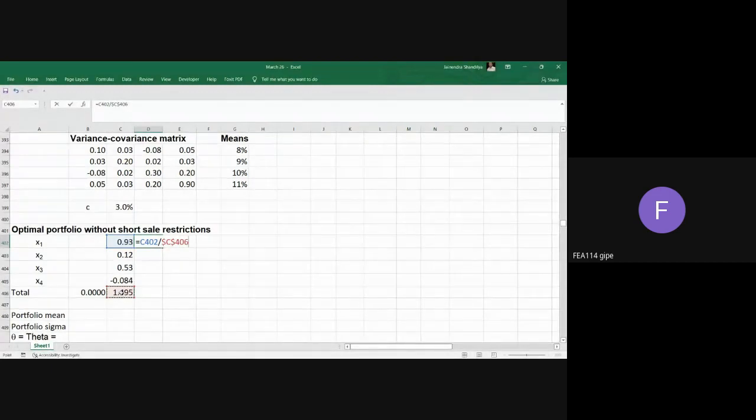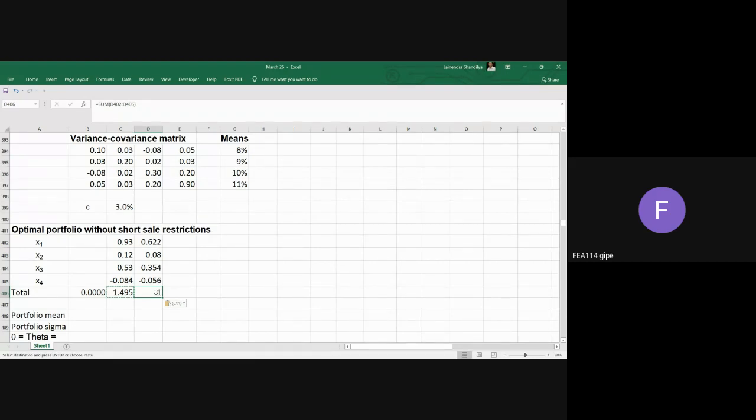Okay, and then I get the correct proportion and I drag it down all the way. So now I'm getting the proportion of each of these. If I sum it up, it's coming to 1.